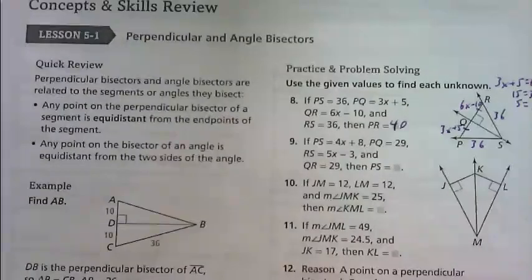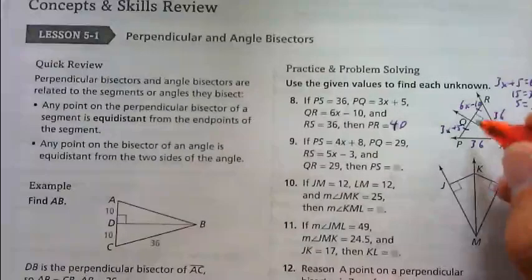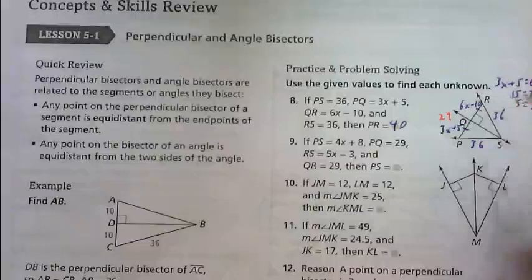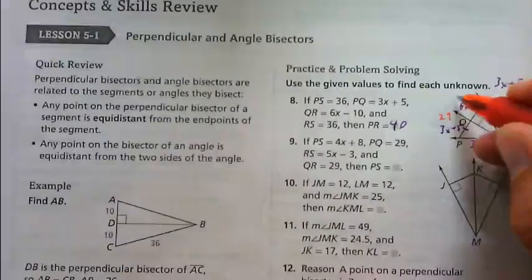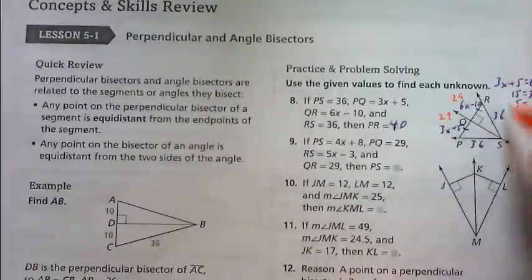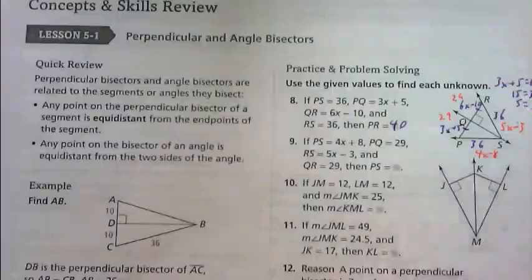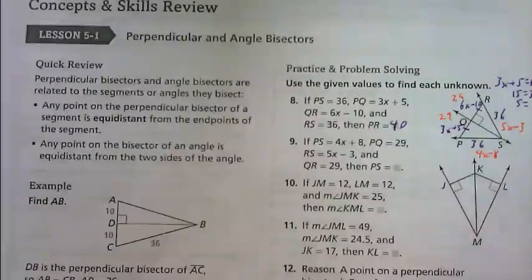Now, for the second question, you actually have to redo some of this. So instead of rewriting it all, I'm just going to do it in a different color so that we can see what they're giving us. This time they're giving us PQ is 29, and they also told us that RQ is 29. So then they give us some measurements over here for the other side. They tell us that RS was 5x minus 3, and PS is 4x minus 8. So it's kind of the exact opposite. This is the converse of the last one.